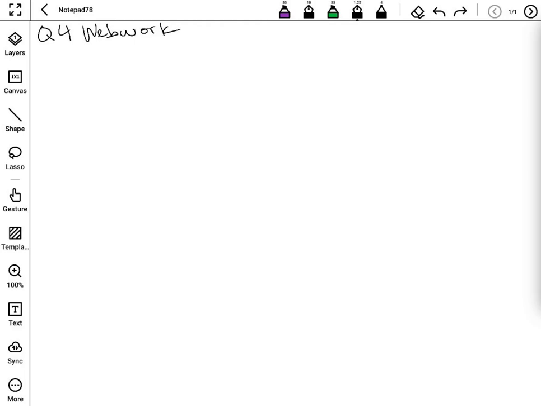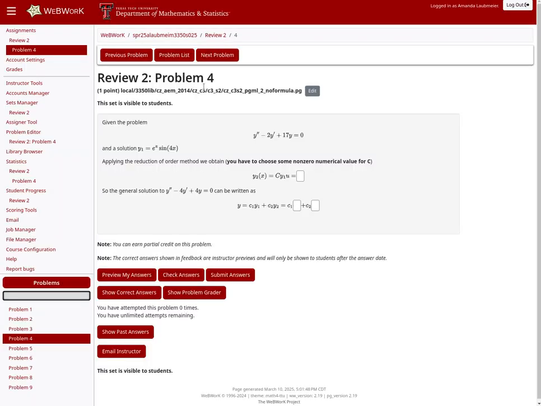All right, there was one request for a problem to be worked out this week. It was question 4 on WebWork. And the request mentioned having trouble with the trig in a reduction of order problem, so I figured it's this one from review 2. And we're just going to work through it.